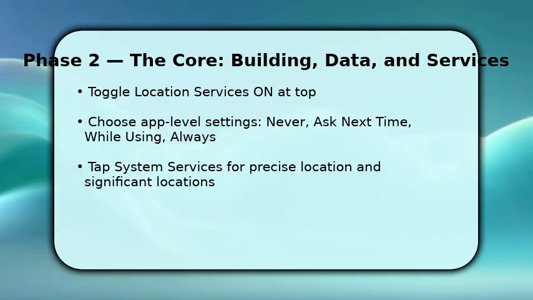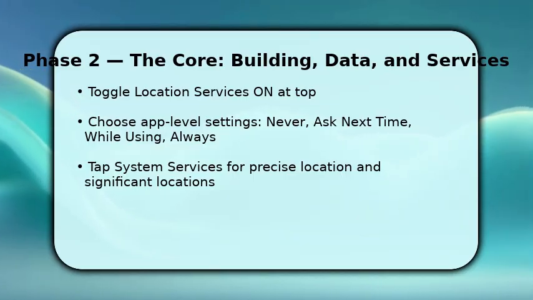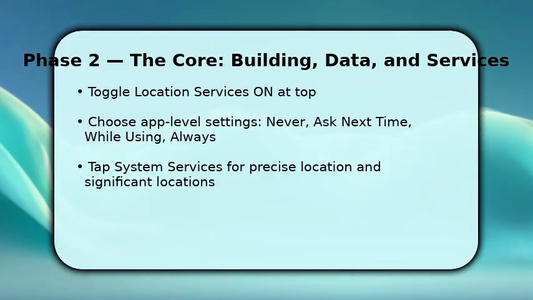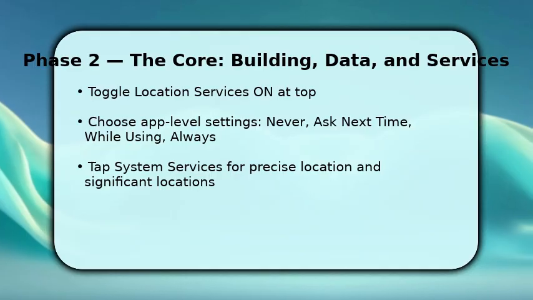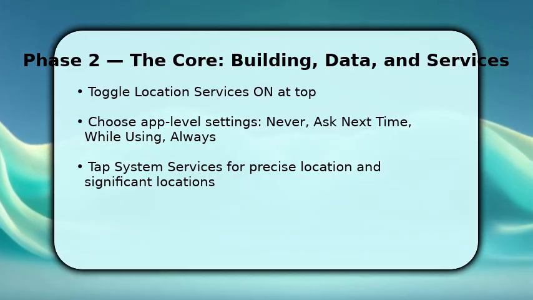Make sure to visit System Services at the bottom to enable precise location or significant locations if needed for maps or reminders. These settings explain why your location is used, so adjust them to balance privacy with functionality.